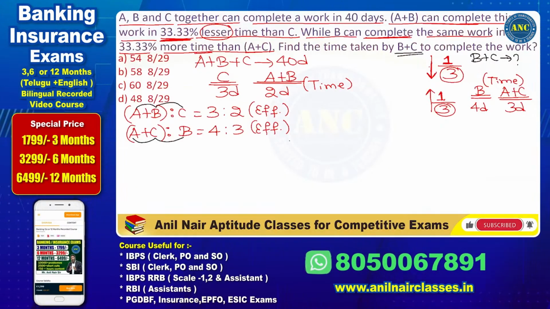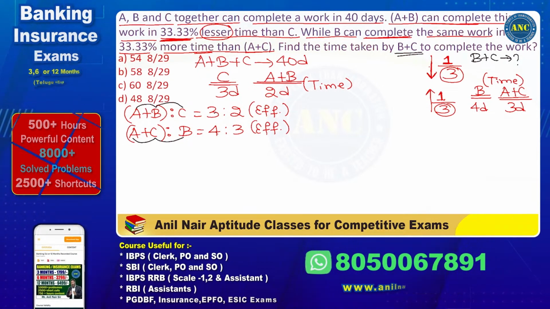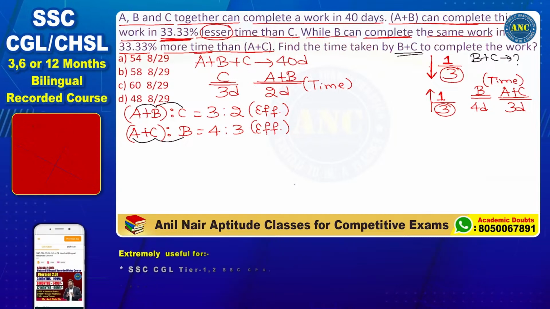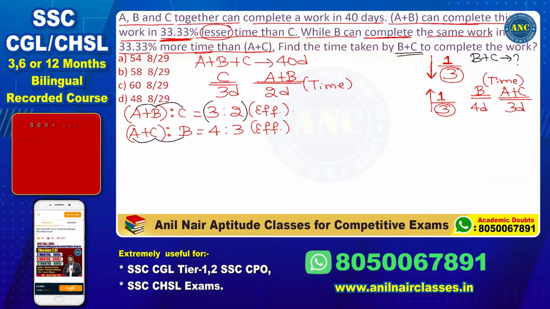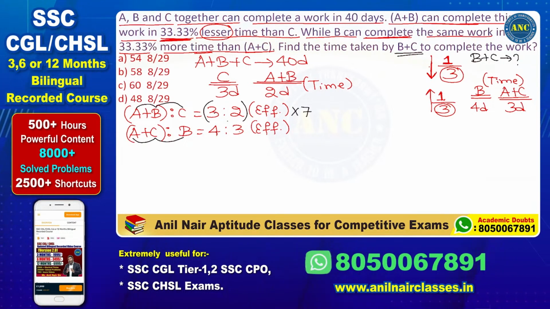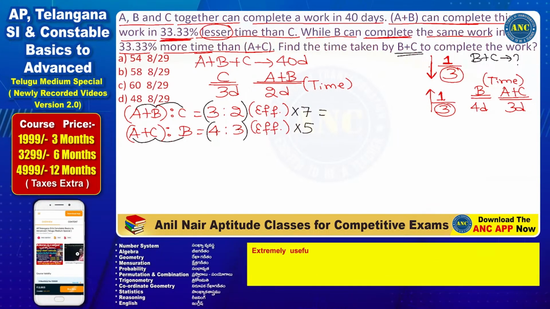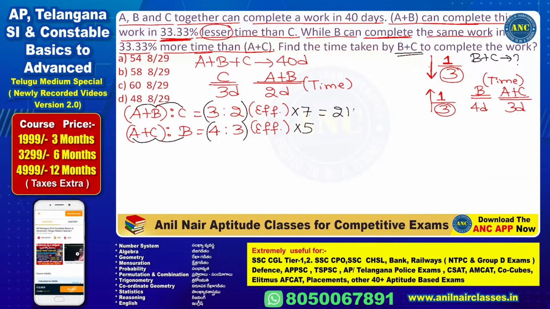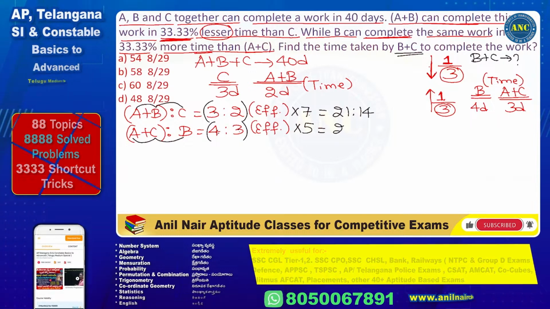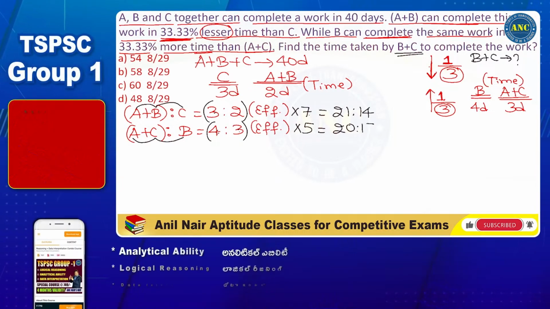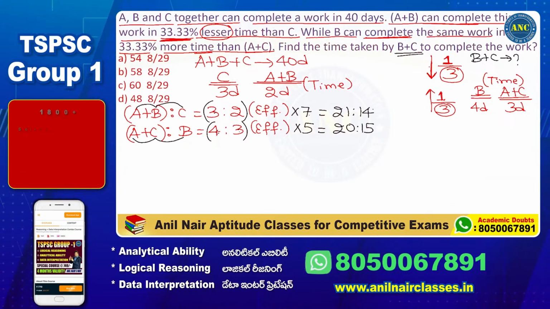Can I have 2 different values at the same time? No, it's not possible. That means this 5 and this 7 should become the same number. The LCM of 5 and 7 is 35. 5 should become 35, 5 into 7 is 35. 7 should become 35, 7 into 5 is also 35. That means 3 into 7 is 21, 2 into 7 is 14, and 4 into 5 is 20, 3 into 5 is 15. So if you check right now, A plus B plus C in the first case is 21 plus 14, 35.